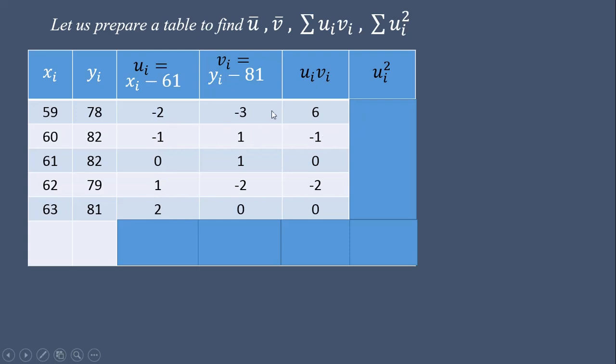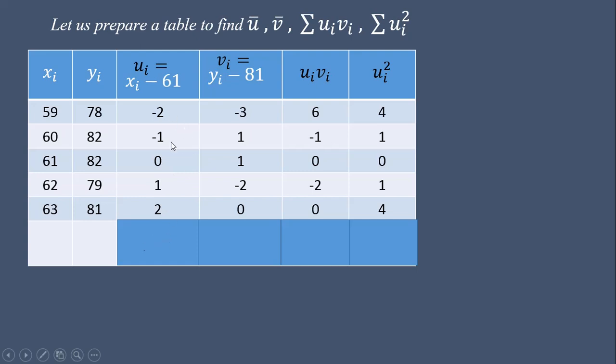Okay, so minus 2 square is 4, minus 1 square is 1, 0 square is 0, 1 square is 1 and 2 square is 4. Okay, now to find this value u bar, which is equal to summation ui upon n, we require the sum of this column for ui. So minus 2, minus 1, 0, 1, 2. Addition of all these 5 values will give summation ui.